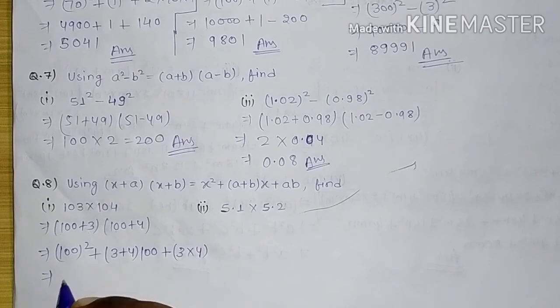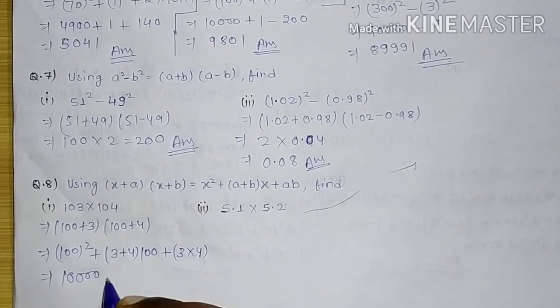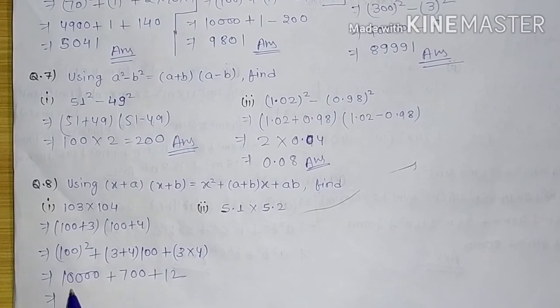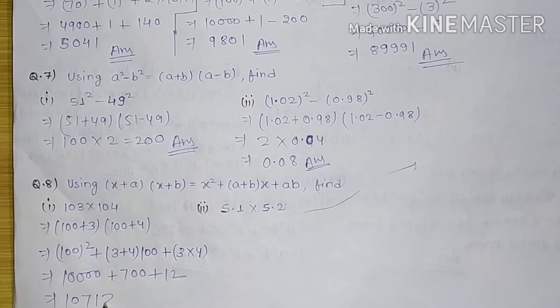So just solve this. 100 square, that is 10,000, plus 3 plus 4, that is 7, so 700, plus 12. So 10,712, and this is the answer.